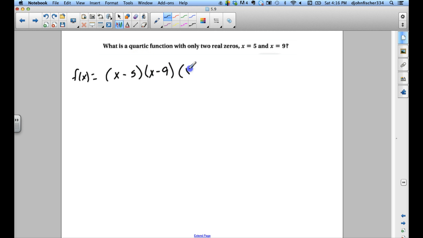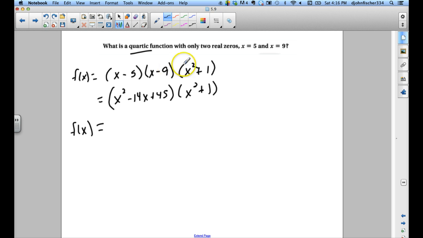If you want imaginary numbers, you can use anything along the line of x squared plus 1, because that will give you imaginary numbers, plus or minus i. Now if we FOIL this out, we're going to get x squared minus 14x plus 45 times x squared plus 1. I'll let you FOIL the rest out, and we could FOIL this out again. That would give me a quartic function.